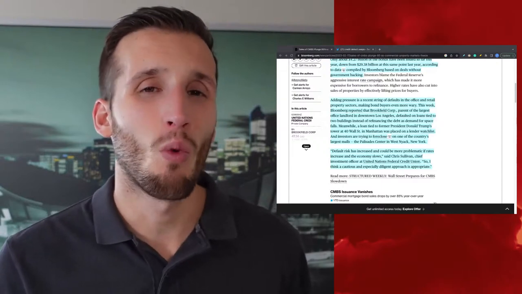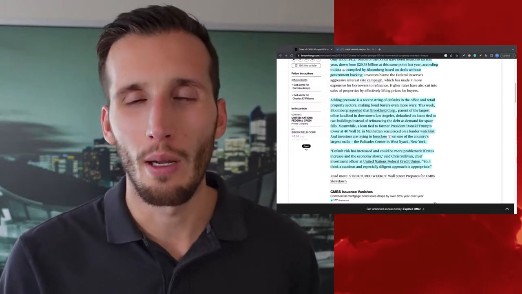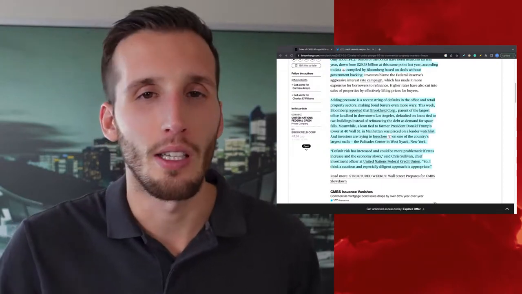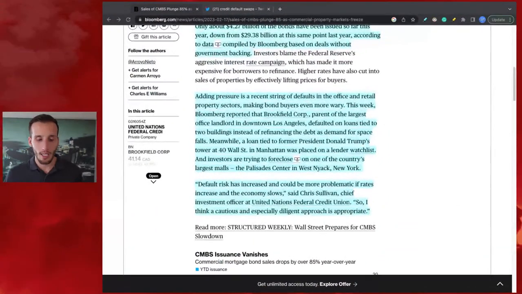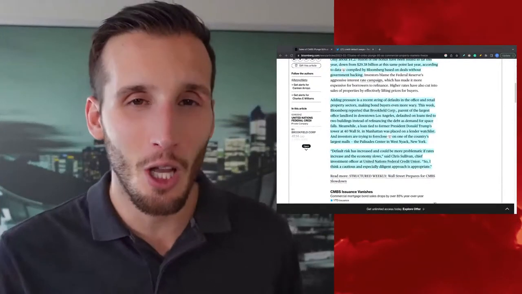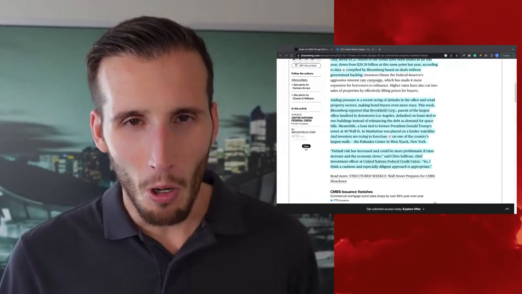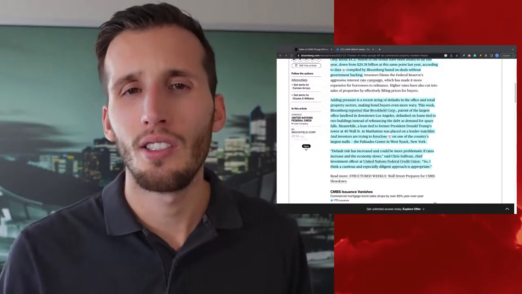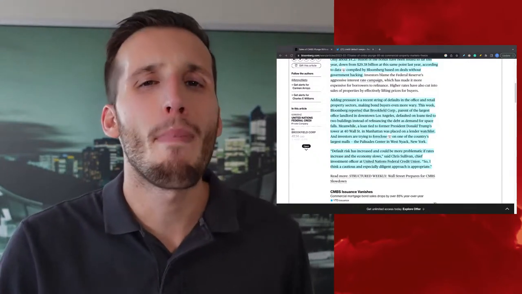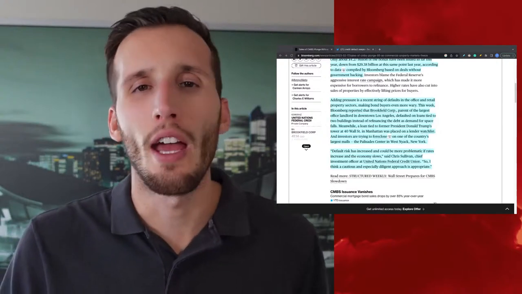And was this what the yield curve was also warning about in 2019? And then obviously the pandemic happened and the can kicking and everything like that. It's an interesting note to think about. So default risk has increased and could be more problematic if rates increase and the economy slows. So rates have increased and the economy is slowing. So it is going to become problematic. I totally agree with that. And the thing is, these markets are just so big. There's just a mass of derivatives that are out there, quadrillions.